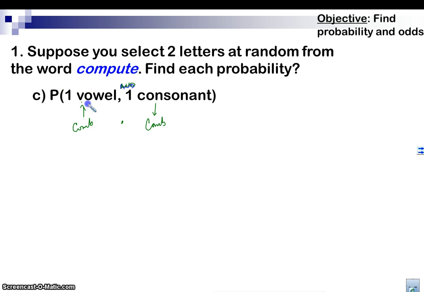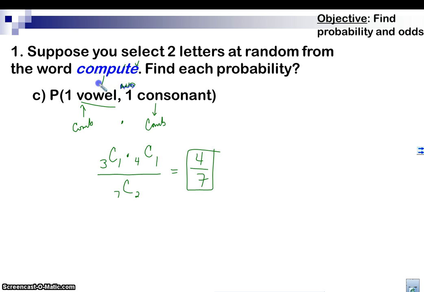I have 1 vowel that I'm choosing out of 1, 2, 3 vowels. So 3, and I'm going to choose 1. And I'm going to multiply that by 1, 2, 3, 4 consonants, and I'm going to choose 1 of those. Divided by 7, choose 2 letters. All right, because I have 1, 2 letters that I'm choosing. All right, and then that's going to be my answer for this, and that's going to be 4/7.